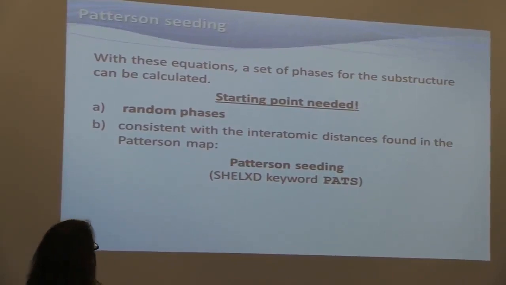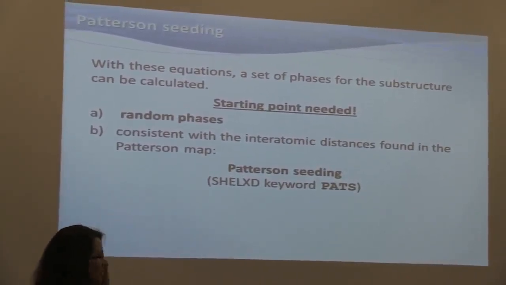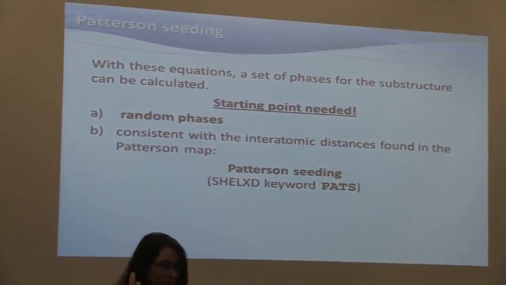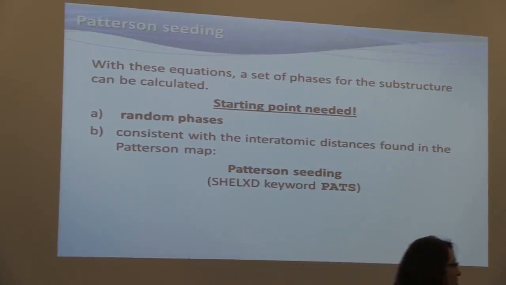So we have these equations, but we still need a starting point. Where do we get a starting point? Well, we could just assume some random numbers, just like I did. And if we start often enough from different random numbers and then expand the phases, we may end up one day with the correct substructure.